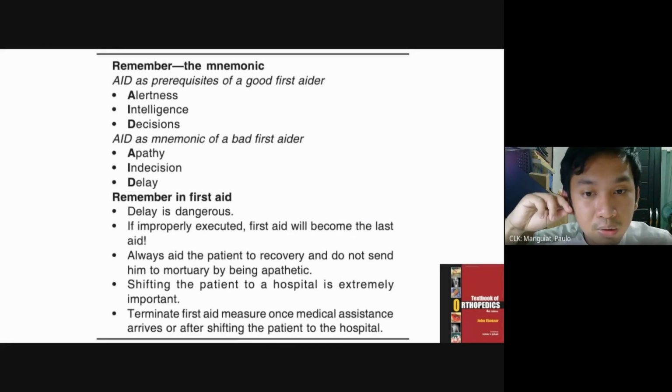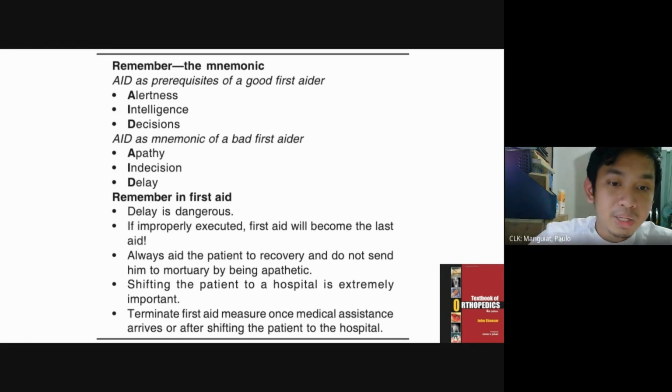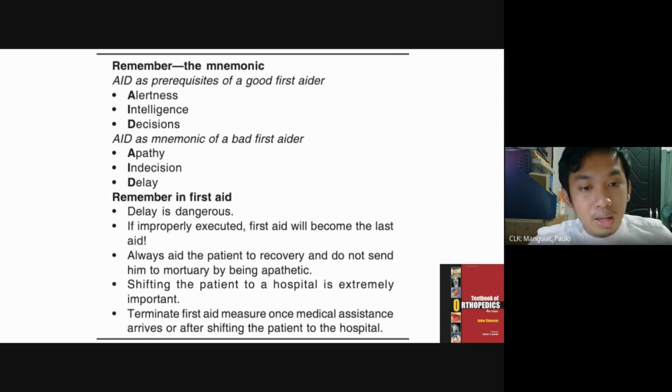So I got this table also from that book. It tells us how to be a good first aider. We can use the mnemonic AID: alertness, intelligence and decisions. Remember that in first aid, delay is dangerous, and if improperly executed, first aid will become the last aid. Always aid the patient to recovery and do not send him to the mortuary by being apathetic. Shifting the patient to a hospital is extremely important, and terminate first aid measures once medical assistance arrives or after shifting the patient to the hospital.